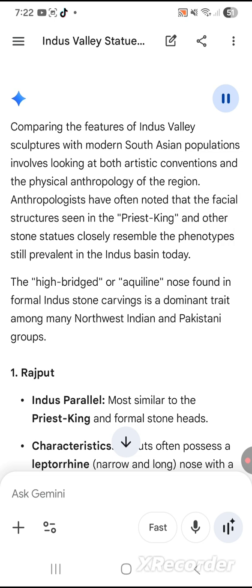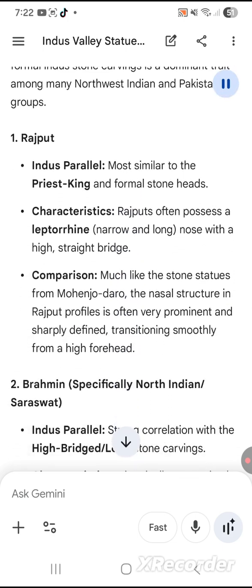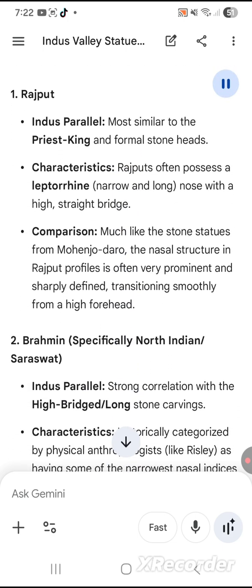The high-bridged or aquiline nose found in formal Indus stone carvings is a dominant trait among many Northwest Indian and Pakistani groups. 1. Rajput. Indus parallel: most similar to the priest king and formal stone heads. Characteristics: Rajputs often possess a leptarine, narrow and long, nose with a high, straight bridge. Comparison: Much like the stone statues from Mohenjo-Daro, the nasal structure in Rajput profiles is often very prominent and sharply defined, transitioning smoothly from a high forehead.